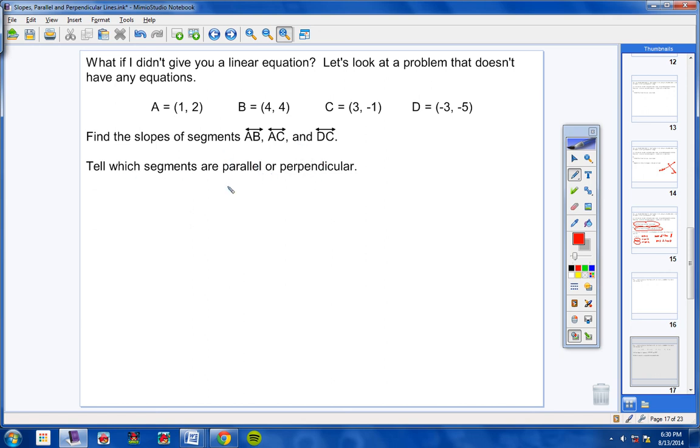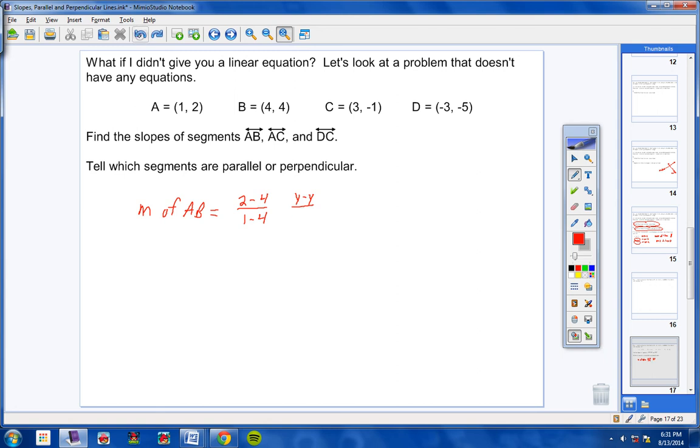Now I'm going to do this quickly. I would really like you just to take notes and trust me on this, to save time. So just copy this down. I'm going to find the slope of AB. Here's A and here's B. Y minus Y, that's 2 minus 4. X minus X, that's 1 minus 4. Do you see what I just did? I just used the formula Y minus Y over X minus X, okay?